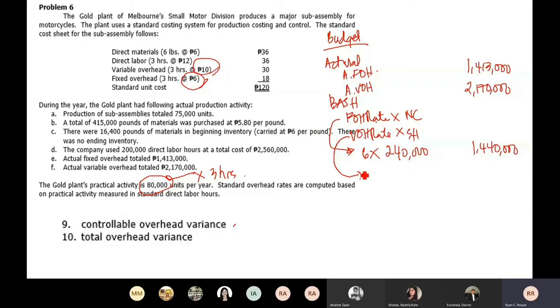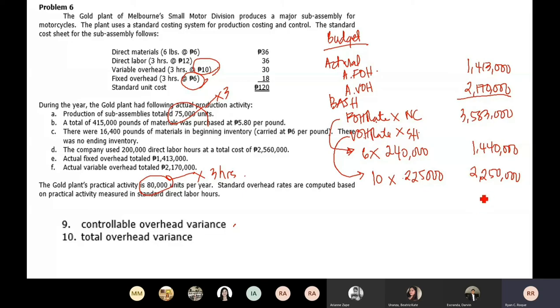Tapos itong variable component ng bash natin, ano VOH rate natin? Nandito po, 10. Anong standard hours natin? That is 225. Saan uli galing yun? Ito po, 75 times 3 hours. So that would be, magkano to? 2,250,000.